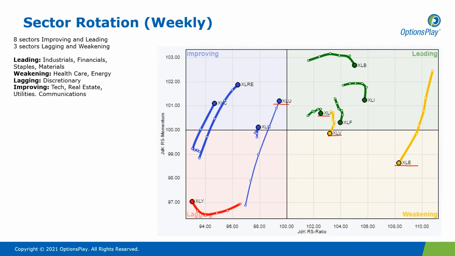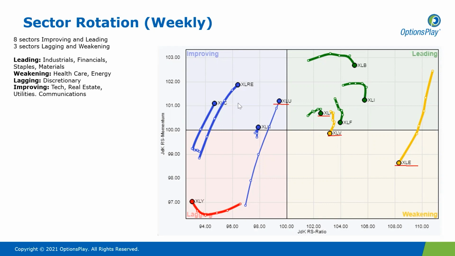But again, not with a lot of momentum when you look at energy, which has had a big move to the weakening category. Healthcare, a more modest move. We have technology back into the improving category, but not a lot of momentum there. I think technology is looking like it's going to be between this improving and lagging category, and also very much dependent on what happens with interest rates.